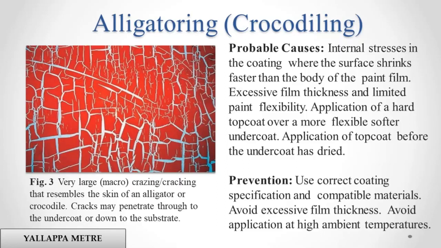Alligatoring, crocodiling. Probable causes: internal stresses in the coating where the surface shrinks faster than the body of the paint film. Excessive film thickness and limited paint flexibility. Application of a hard topcoat over a more flexible softer undercoat. Application of topcoat before the undercoat has dried. Prevention: use correct coating specification and compatible materials. Avoid excessive film thickness. Avoid application at high ambient temperatures.